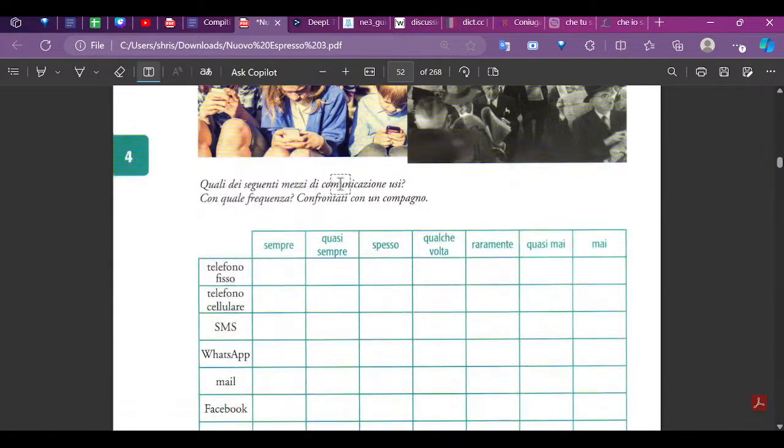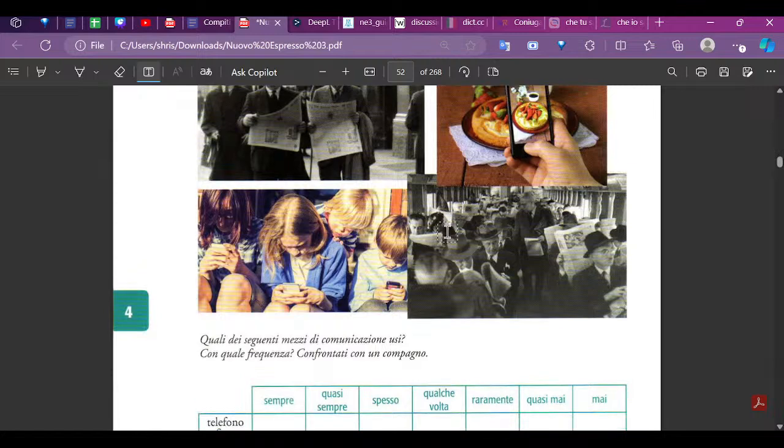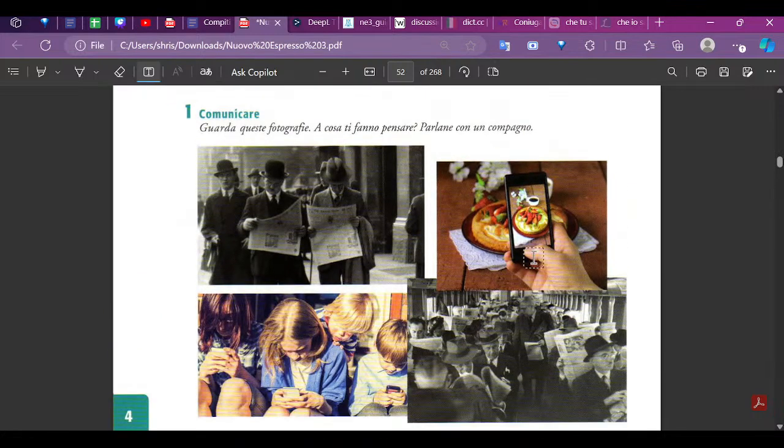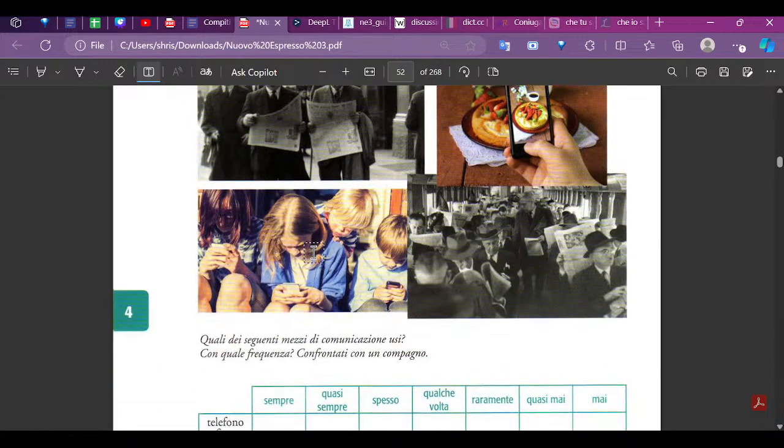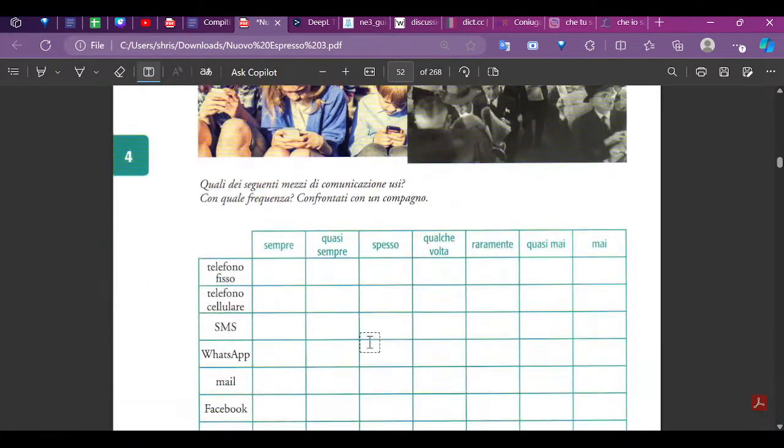Anyway, quali dei seguenti metodi di comunicazione? Oh, okay, so with communication. I would not have guessed communication. I would have guessed something like technology, social media. Because look, the kids are all on their phones and the people are reading newspapers. Okay, con quale frequenza? So what do you use? How often do you use? So which of these things do you use and how often? Because we've got all these words here, right?